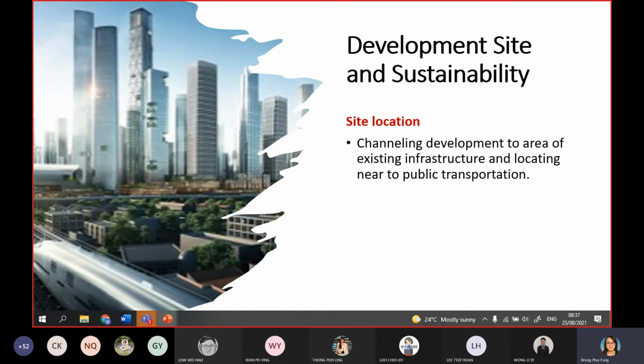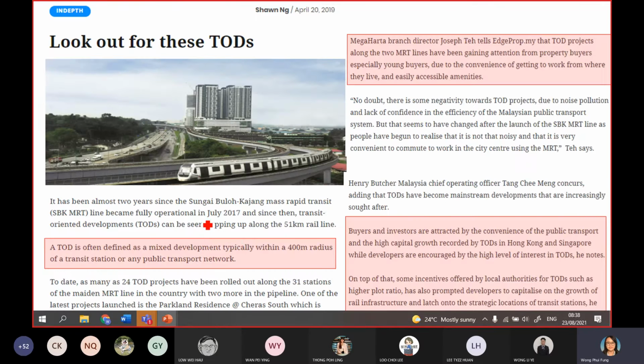Okay. And site location. In terms of location, try to channel the development to areas with existing infrastructure and near public transport. I think all of you should be quite expert, right? What are the benefits if the development is near public transport? Today, I'm going to introduce you to another development called TOD. I think the next slide is, yes, TOD.